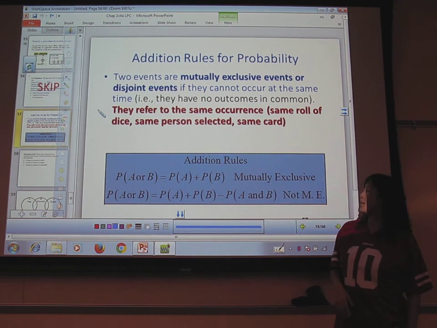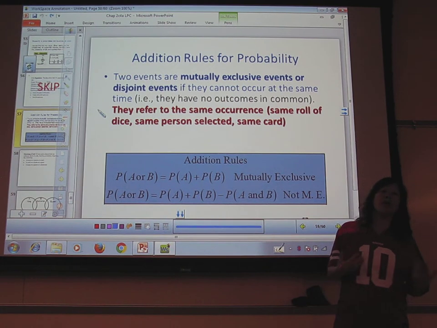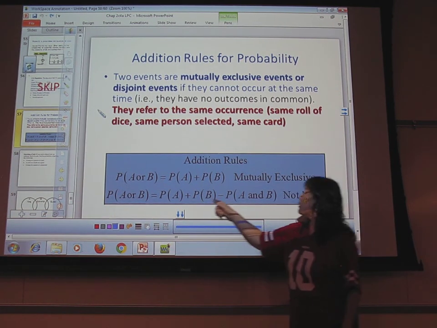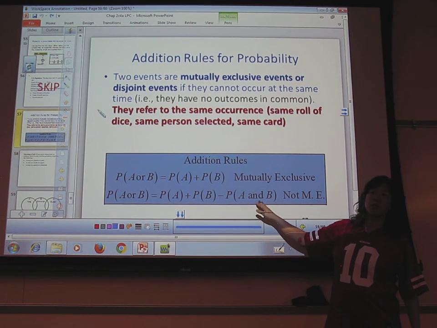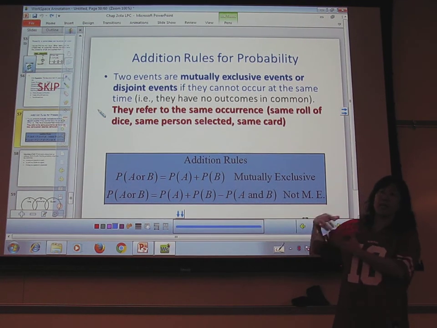If you say what's probably that they're a black lab or a male lab, you add the probabilities, but you have to subtract the overlap. Right? Remember we subtracted out the ones they had in common.